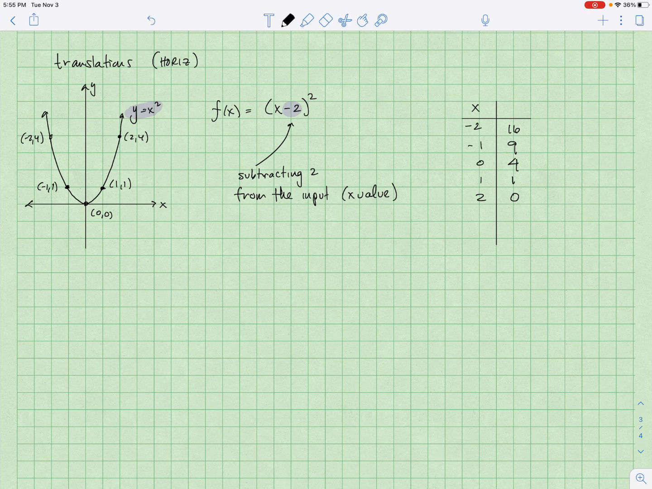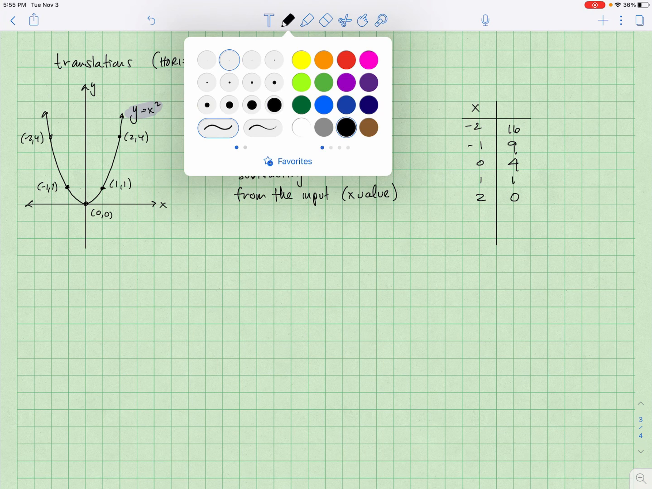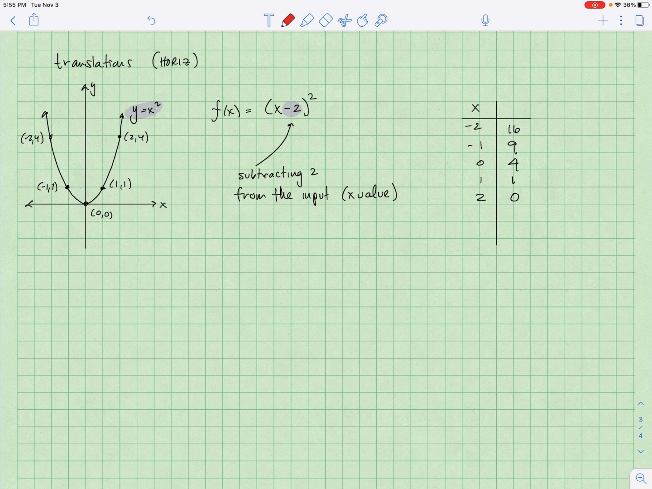So what's happening here? Well, it used to be that when I plugged in 0, I got 0. Now I have to plug in 2 to get 0. And when I plug in 1, I get 1. Oh, it goes through that same point. That's weird. When I plug in 0, I get 4. When I plug in negative 1, I get 9. 1, 2, 3, 4, 5, 6, 7, 8, 9. It's practically off the chart there.